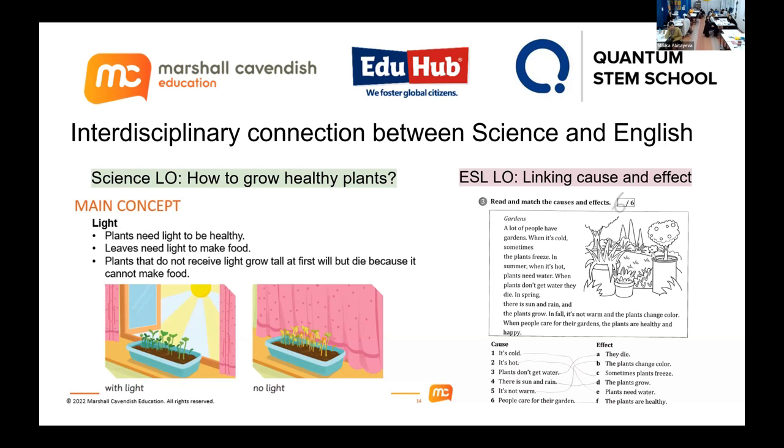Okay, so we have different lesson objectives for science. Lesson objectives: how to grow healthy plants, and the ECL lesson objectives: linking cause and effect. Right. So as we can see, the main vocabulary is the same. The texts are almost the same. However, the objectives are a little different. But we need to understand that there's always an interdisciplinary connection. So this is the real exam from the third graders, and this is the real presentation for the third graders science.